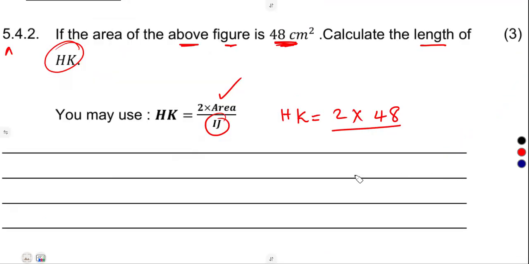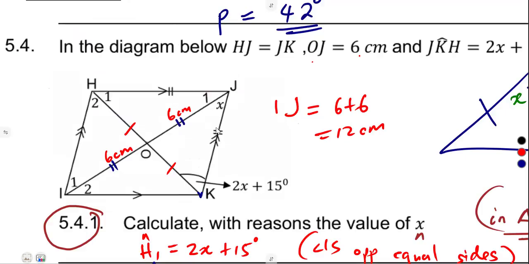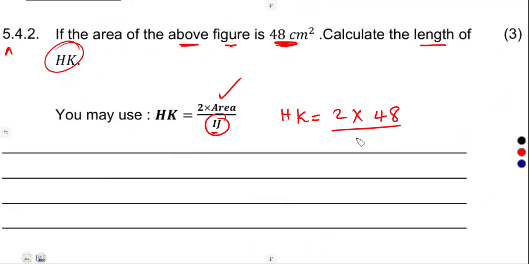So that is the one that we need here, I to J, the whole of that length. You add 6 plus 6, okay? Because diagonals do bisect each other. So that is going to give us 12. And that's it, guys. You can use your calculator. We just multiply 2 times 48, which is 96 over 12. And that is going to give us 8 centimeters. You're already given an equation to use. You may use this. They are taking it from the area formula, but they've already made HK the subject of the formula. Just make sure you substitute everything properly as it is given.